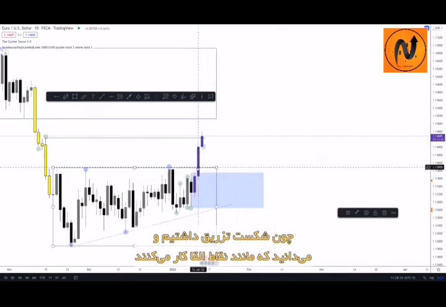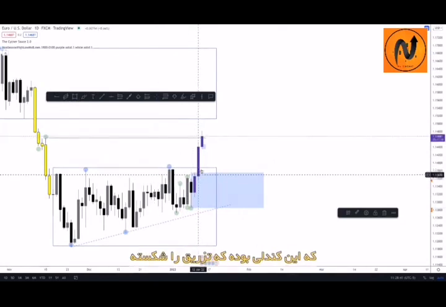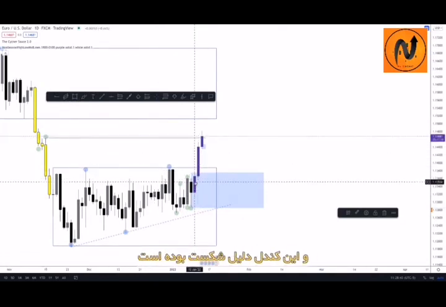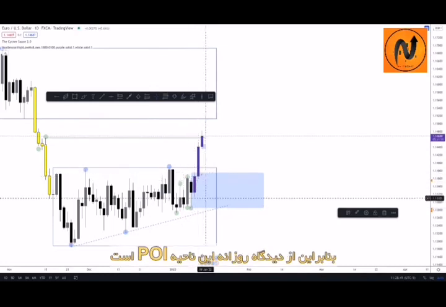Because we had the break of this injection, it works very similar to the inducement points, right? The structural inducements, where this was the candle breaking, this was the candle causing this to break. So this is our POI from a daily perspective.